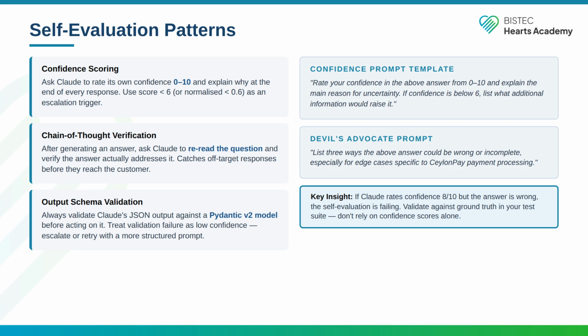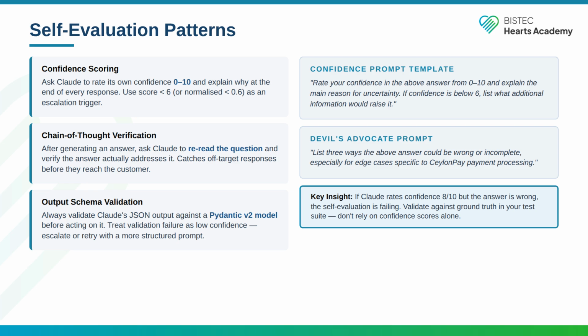The devil's advocate prompt asks Claude to list 3 ways the above answer could be wrong or incomplete, with particular attention to edge cases in Sell on Pay payment processing. This surfaces failure modes that confidence scoring misses because they require domain-specific reasoning.